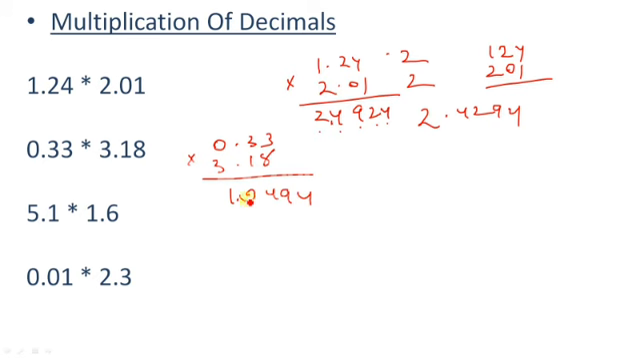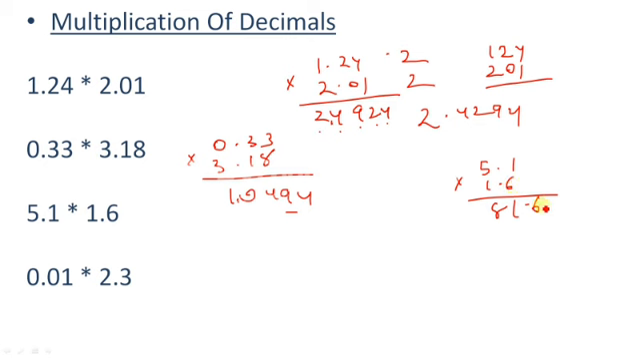Okay, similarly another example is 5.1 into 1.6. 5.1 means 51, 1.6 means 16, so 51 into 16. The answer is 816. But after the decimal one digit is there, and in 1.6 also one digit after the decimal, 1 plus 1 is 2, so we leave two digits, then we place the decimal, 8.16.